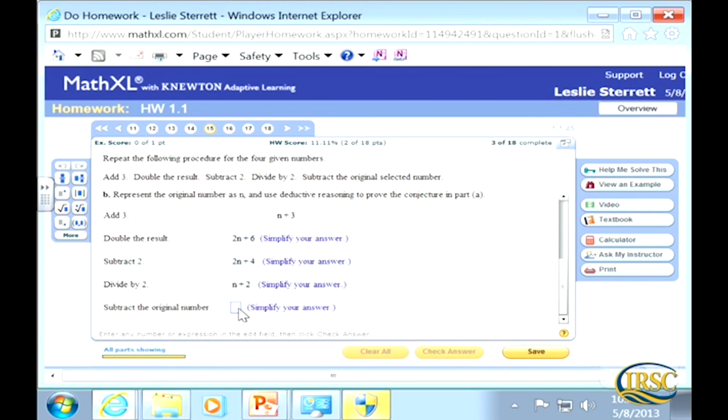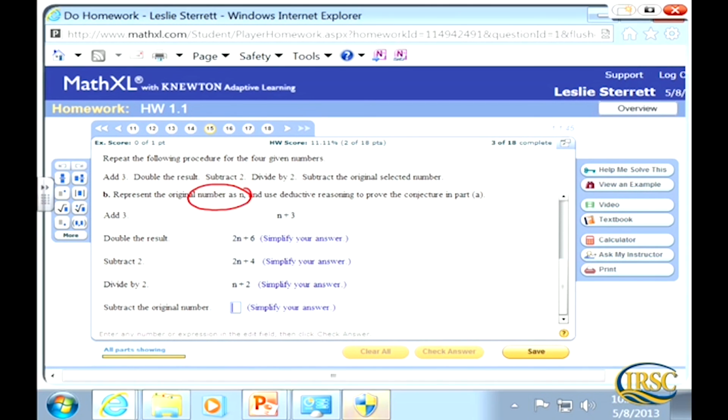And now subtract the original number. What was the number we started with for this particular problem? n, right. So, okay, the original number was n. So we are subtracting the original number of n. So what happens to those n's? They cancel out, and I'm only left with a 2.